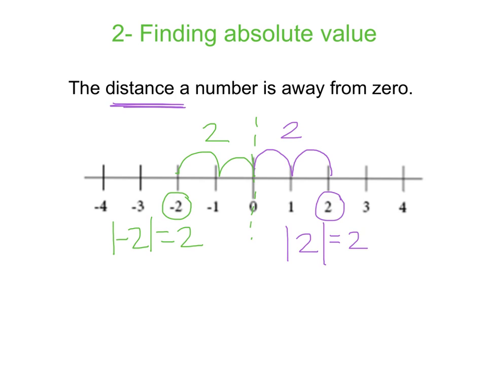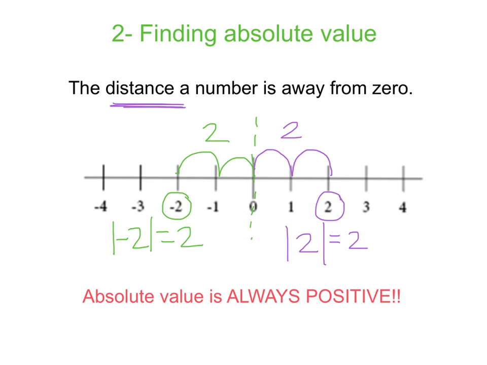So it's interesting to know that our opposites, negative 2 and positive 2, have the same absolute value. However, we need to remember that absolute value is always positive, because it's the distance. It's not about being the number value or what side of the number line it's on. It's just about the distance.